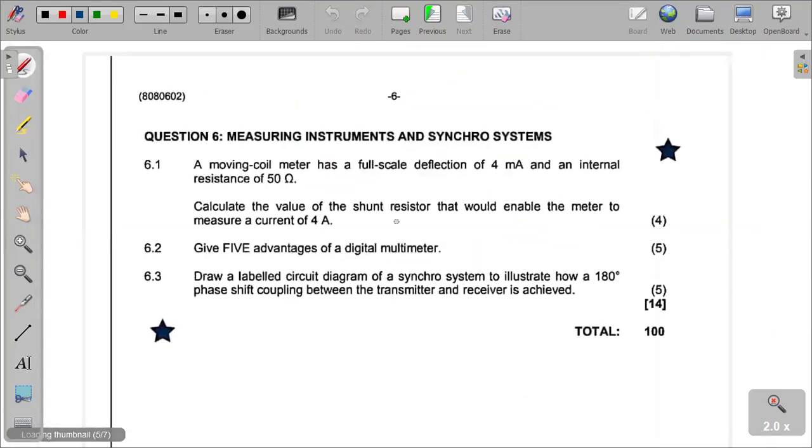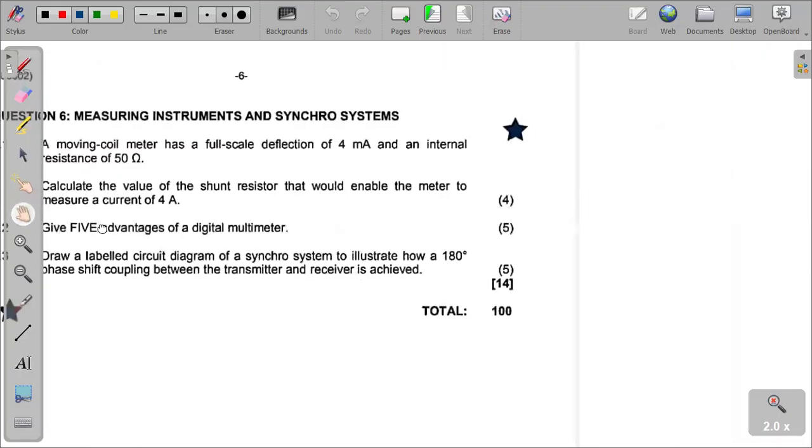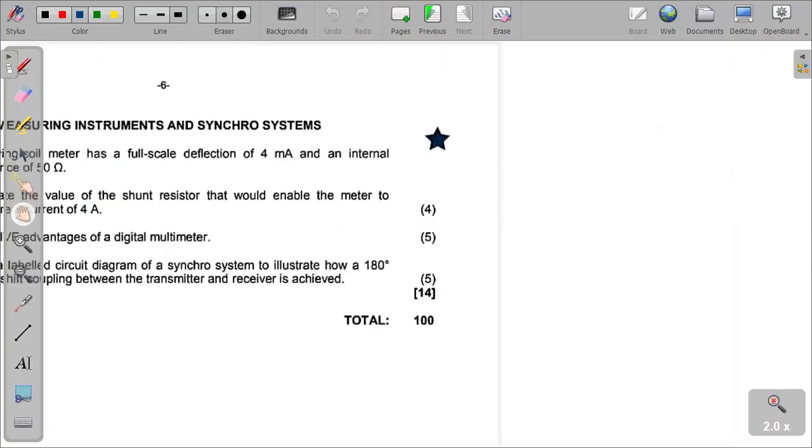A moving coil meter has a full-scale deflection of 4 milliamperes and an internal resistance of 50 ohms. Calculate the value of the shunt resistor that would enable the meter to measure a current of 4 amperes. I want to explain this question, accompanying it with a diagram. The diagram of the shunting connection that has been done.